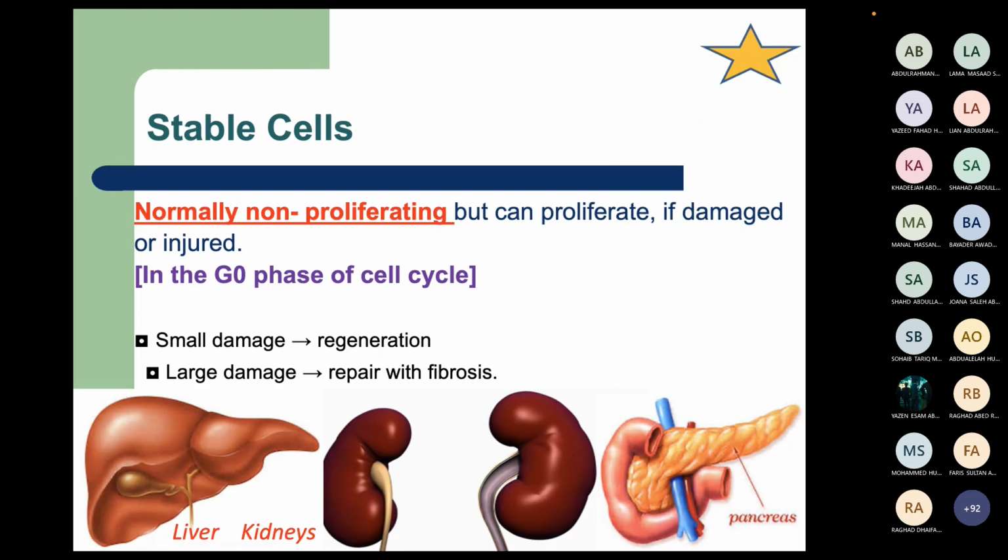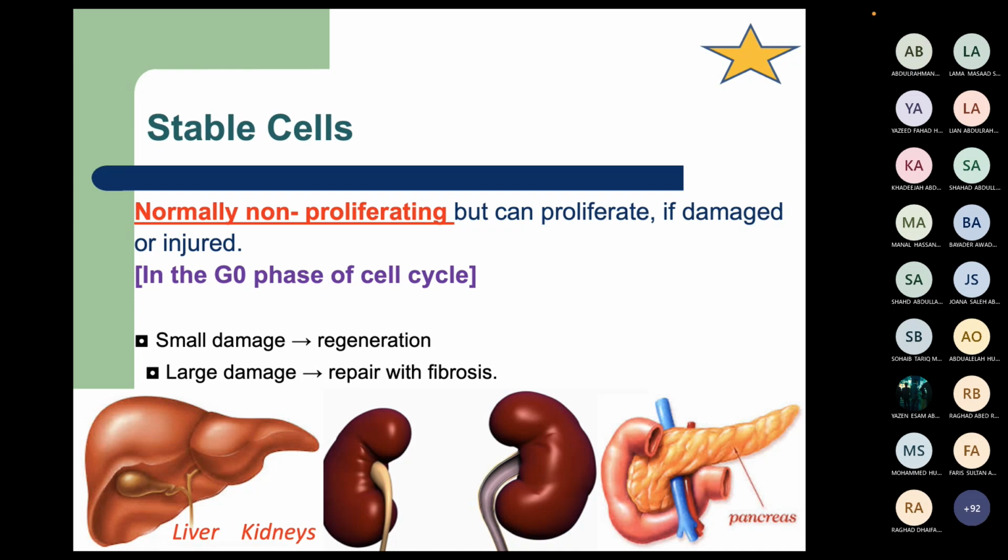The second type is the stable cells. They are normally not dividing. The liver cells, the kidney cells, and the pancreas cells are not normally dividing. But if there's any injury, they can divide, they can regenerate. If the injury is small, they can regenerate. But if it's large damage, then they cannot divide. There's no complete regeneration. They'll be repaired with fibrosis. I'll show you an example later on.